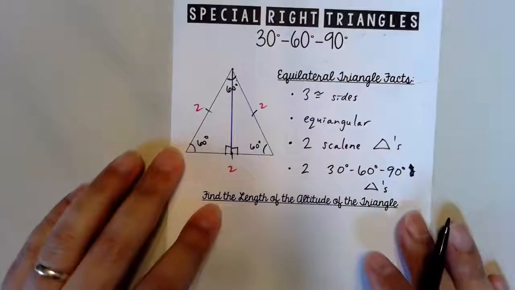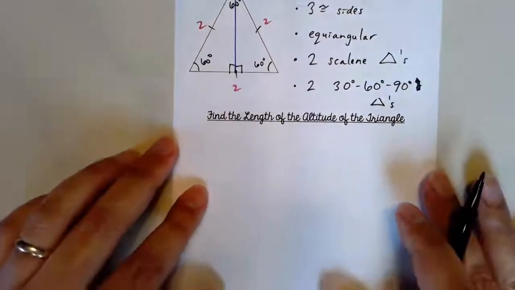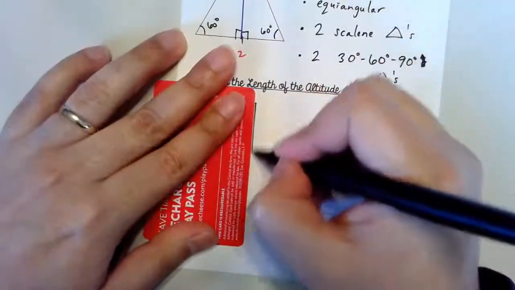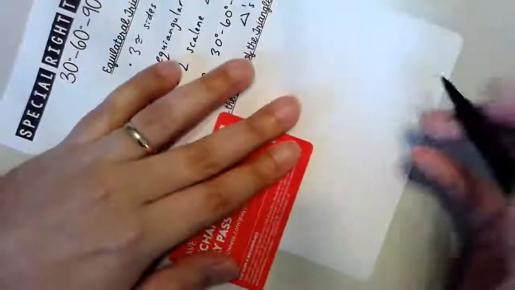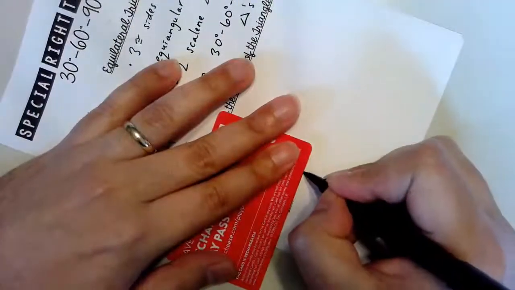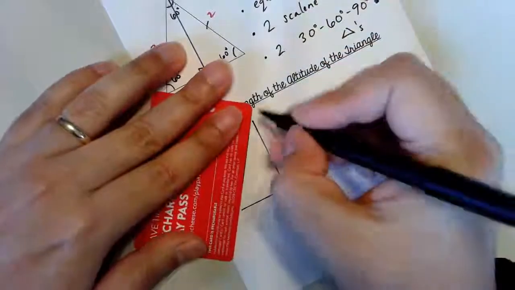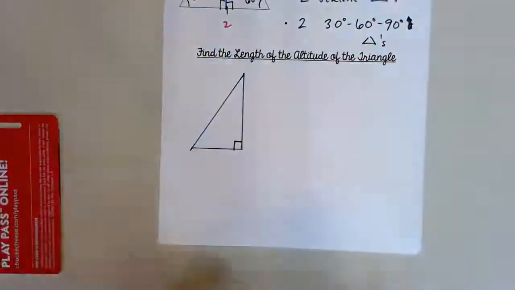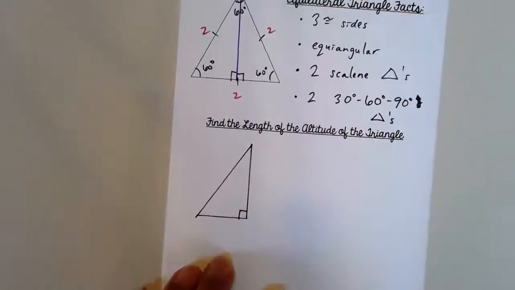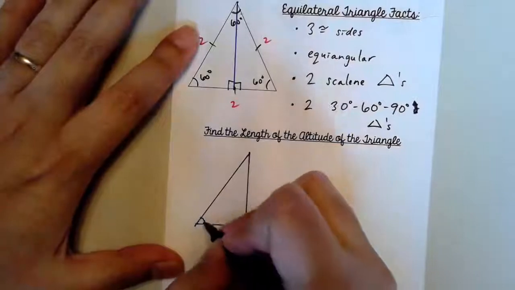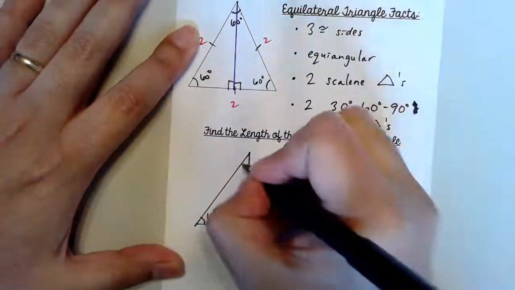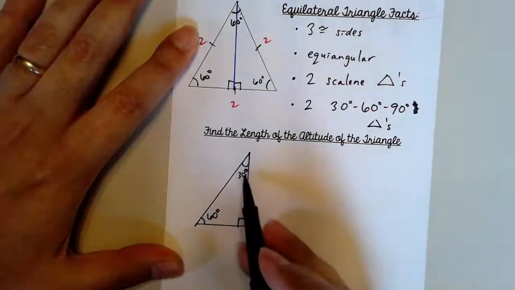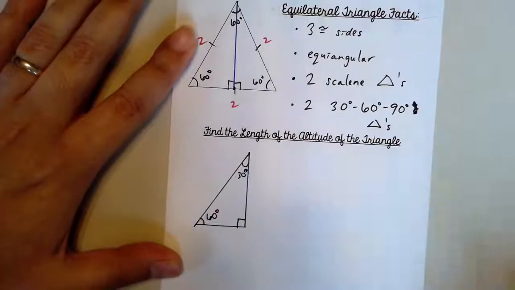Okay, so what we're going to do now is focus on one of them. So I'm going to draw one of them. We're going to draw the triangle, and then we're going to figure out what we know so far. So we know that's a 90. We know this is a 60. We know this is a 30. It has to be a 30 because 60 and 90 leaves 30 to make 180.